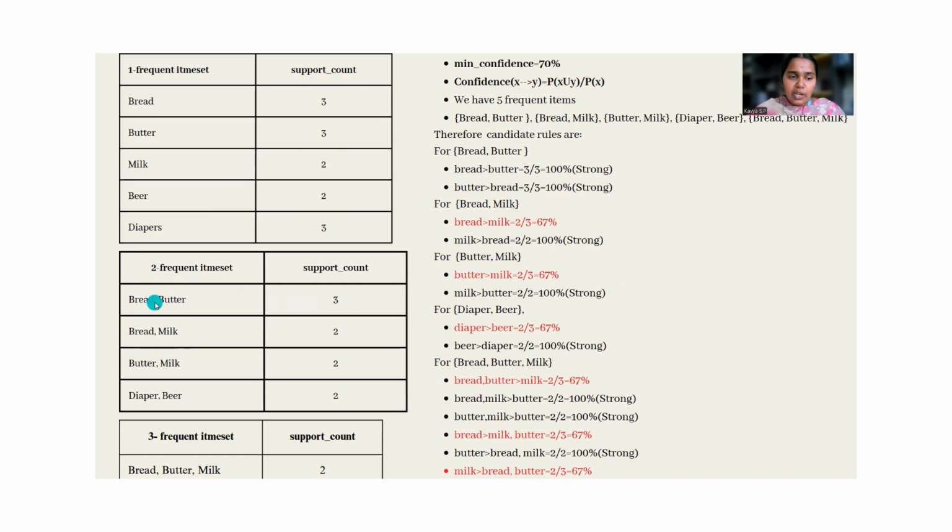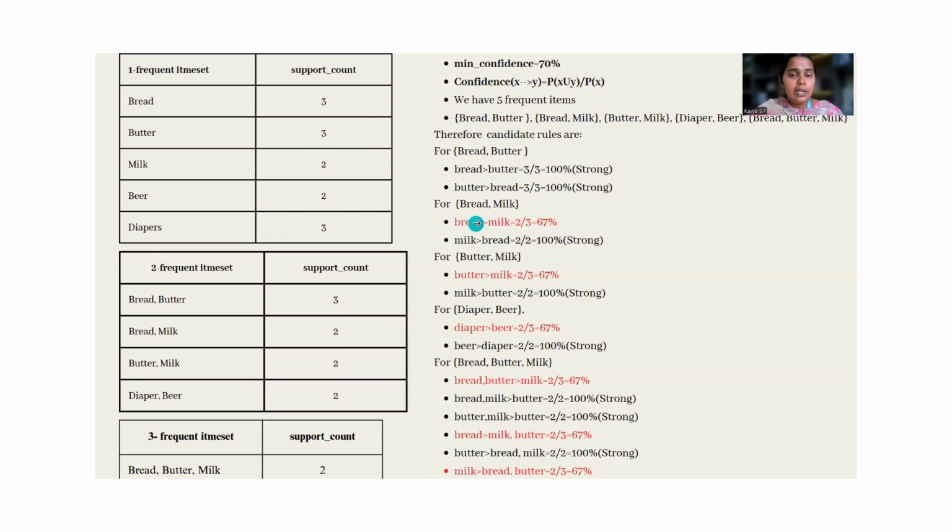So taking it from 2 frequent item set, firstly I have bread and butter. So we all know the formula for confidence, that is probability of x union y divided by probability of x. So I have to identify the relationship. If I buy bread, what is the probability of buying butter? If I buy butter, what is the probability of buying bread? So bread butter together has occurred 3 times, and bread alone has occurred 3 times. So the resultant value is 100%, which is greater than 70%. That is my minimum confidence. So their relationship appears to be strong, whereas butter and bread, though it appears to be strong.